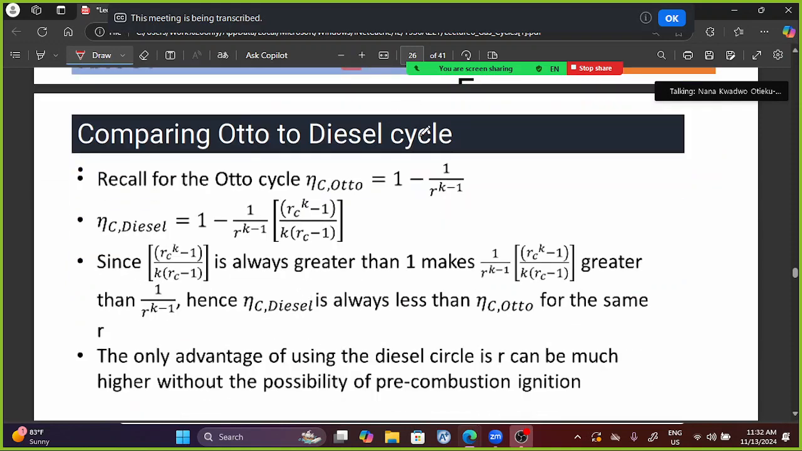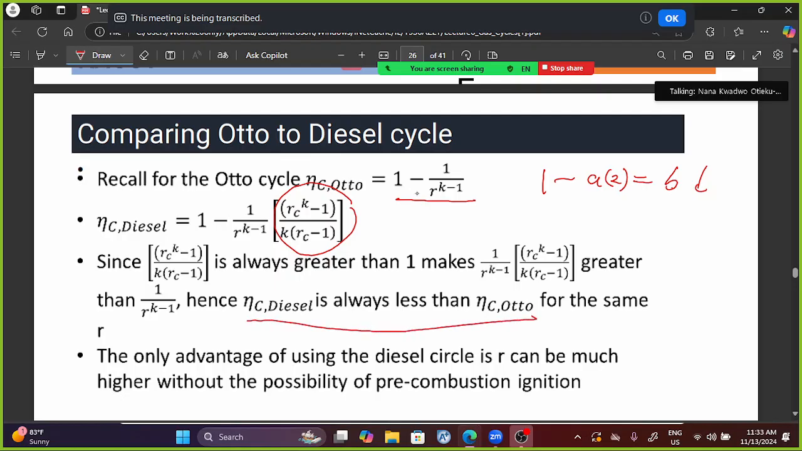Now when we do that, we realize that it's very similar to what we did for the Otto cycle. For the Otto cycle we had this, but for the diesel cycle we have this part attached to it. Since this is always going to be greater than 1, if it's added, the efficiency overall would be less. If I have 1 minus a certain value, this gives me another value. If I have another term greater than 1, let's say 2, multiplying this, I'll end up having this reduced because I'm subtracting a bigger number from 1. So the efficiency at the end of the day will reduce. That's why the efficiency of a diesel cycle is less than that of an Otto cycle.